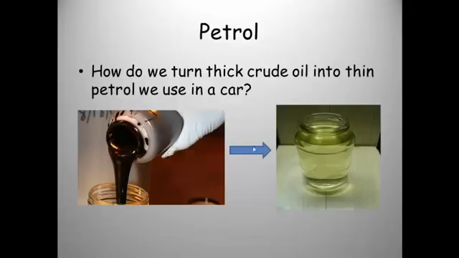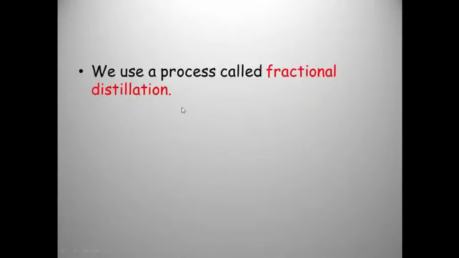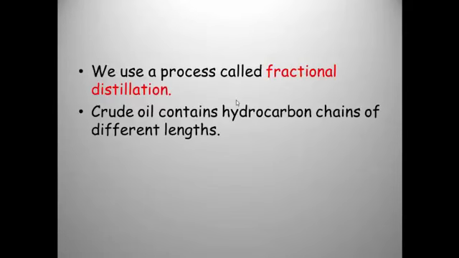So we need to be able to get petrol from crude oil. And how do we do that? How do we separate out crude oil? Well, we use a process called fractional distillation. People always confuse fractional distillation and cracking together. Make sure you know the difference. Fractional distillation is just about separating out crude oil into its different fractions.